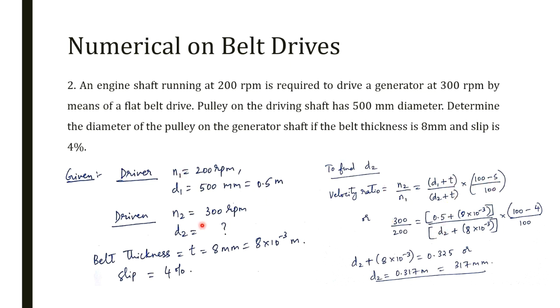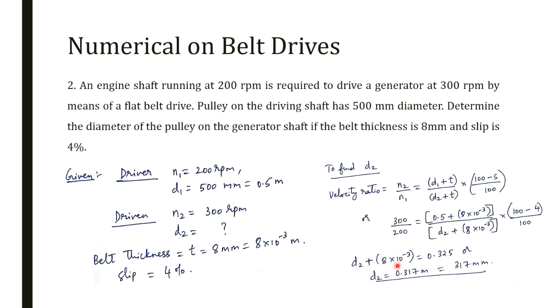N2 is known to you, that is 300 rpm, N1 is known to you, 200 rpm, D1 is given 0.5 meter, D2 you need to find out, thickness is given, that is 8 into 10 raised to minus 3, and slip is also given as 4%. Substitute all the values, D2 is the unknown, simplify, take D2 plus 8 into 10 power minus 3, which is in the denominator, to the left hand side, and move all the other terms to the right hand side. Then simplify, you will get 0.325.